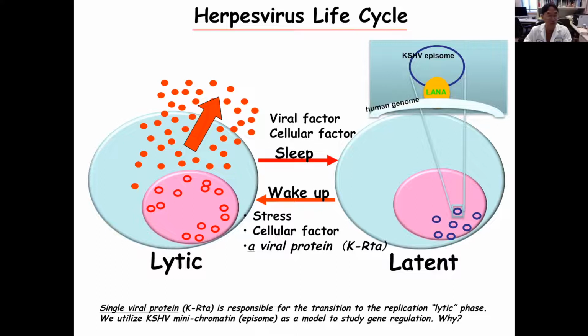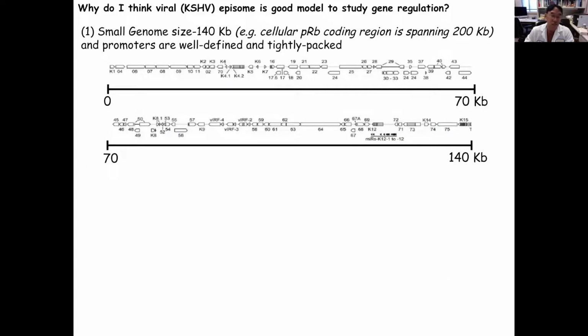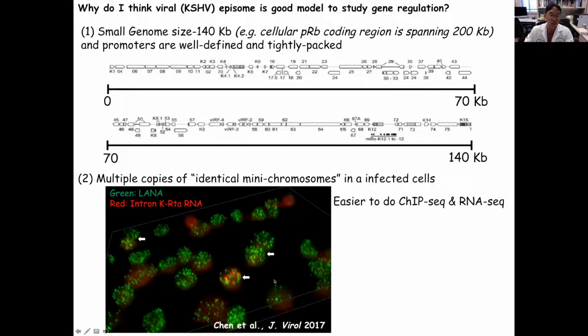I'm going to show you why. First, the KSHV genome is very small compared to the human genome. The viral genome is only about 140 kilobase pairs, compared to a cellular gene, for example RB, which spans 200 kilobase pairs. Another thing is that one cell has multiple identical mini chromosome viral genomes.